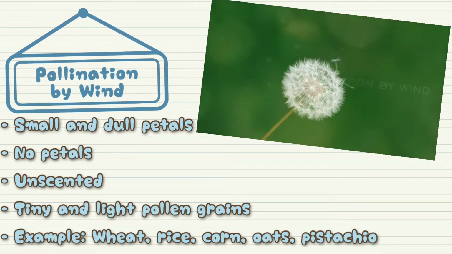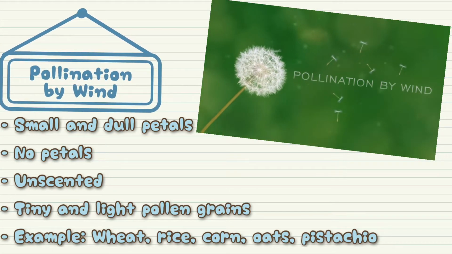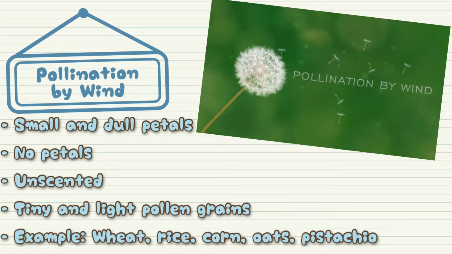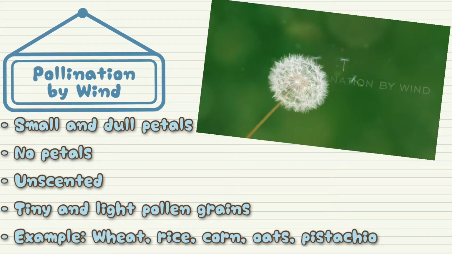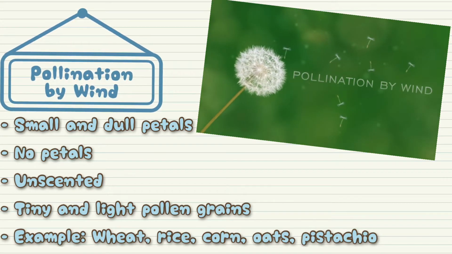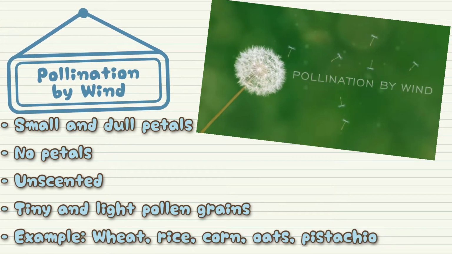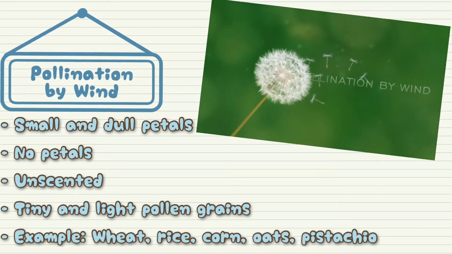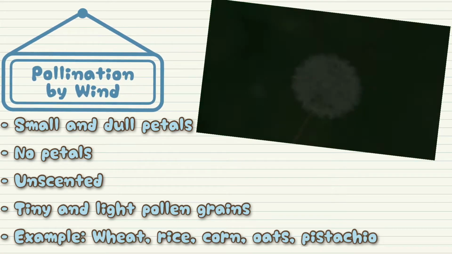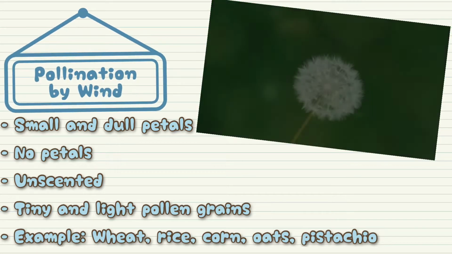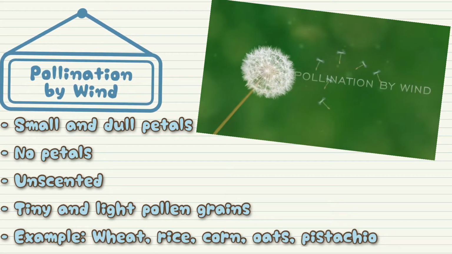Kinds of pollination. The first one is pollination by wind. It has small and dull petals or even no petals, and no scent. This is because they don't need to attract insects for pollination. And then the pollen grain is tiny and light. For example, we can find it in wheat, rice, corn, oats, or pistachio, and many more.